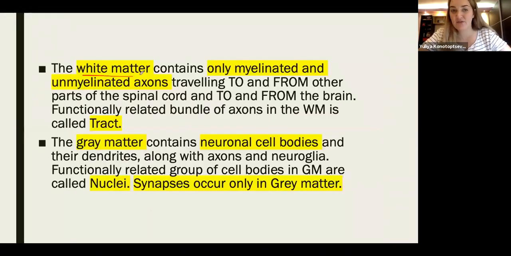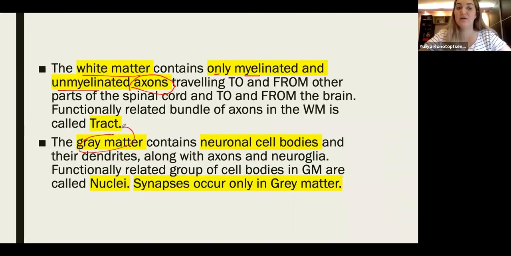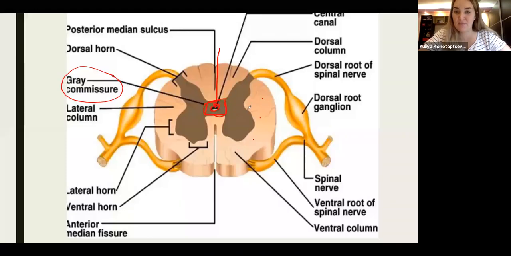Okay, white matter is going to consist of only myelinated and unmyelinated axons. That's the only thing that you can find in the white matter. That's it, only axons. But in the gray matter, you can find everything. You can find the cell bodies, you can find their dendrites, you can find some axons and even neuroglial cells. So remember the major difference between them. White matter, only axons. These axons could be myelinated or unmyelinated, but in the gray matter, you can find anything: cell bodies, dendrites, and axons.